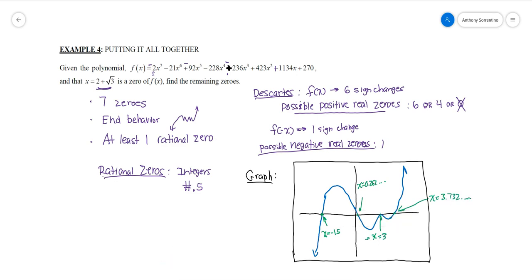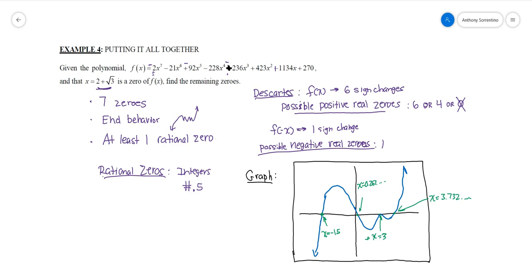this is an integer, 3. 3 is a factor of 270. So by going back to the rational zero test, that is definitely a possibility. Negative 1.5, which is negative 3 halves, is also a possibility: if 3 is a factor of 270, so is 270 over 2, and so is negative 1.5. So those are both possibilities by the rational zero test, so those are good contenders.